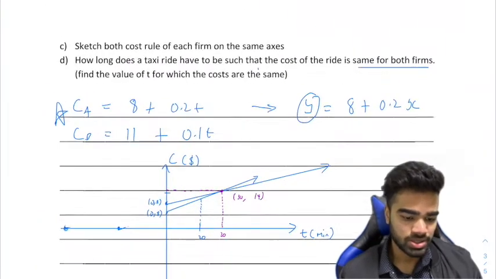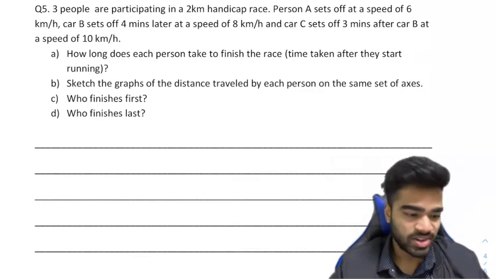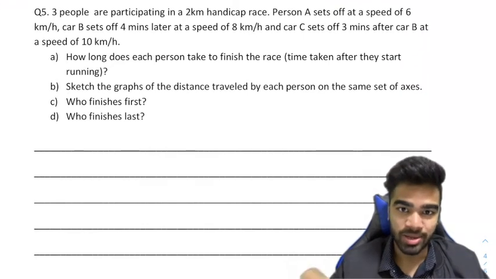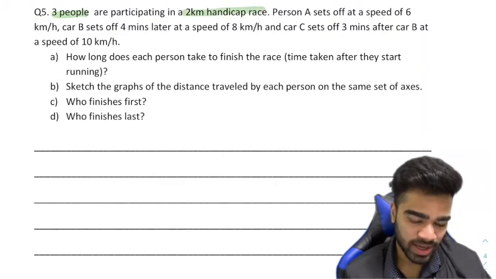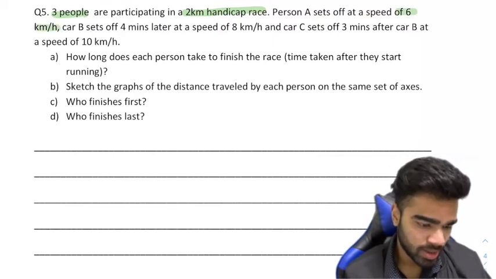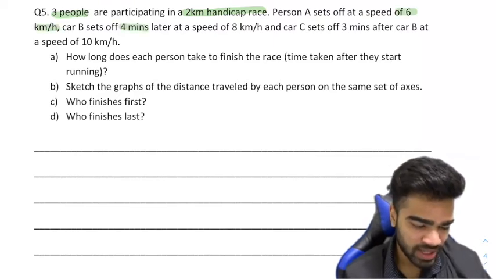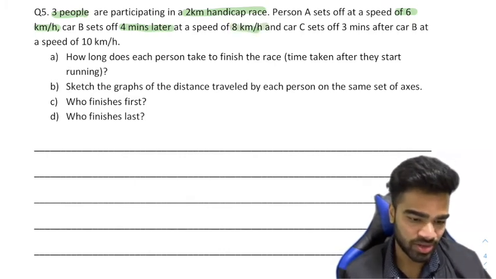Let's move on to the next graph. All right, let's go to the next question. Again, I'm going to underline all the important information. So 3 people are participating in a 2-kilometer handicap race. Person A sets off at a speed of 6 kilometers per hour. Person B sets off 4 minutes later. Okay, so it's a handicap race, so they're setting off after a certain amount of time.